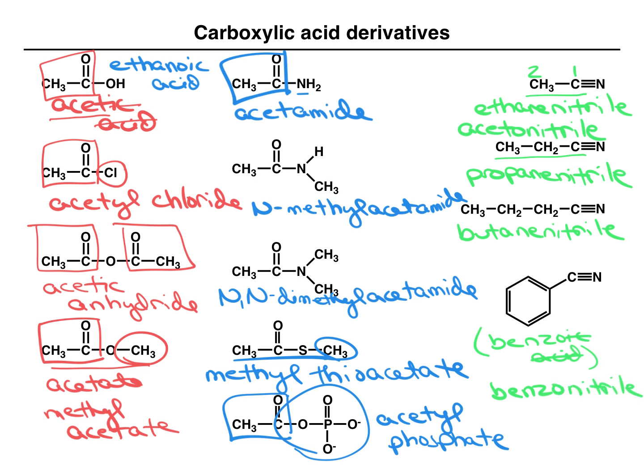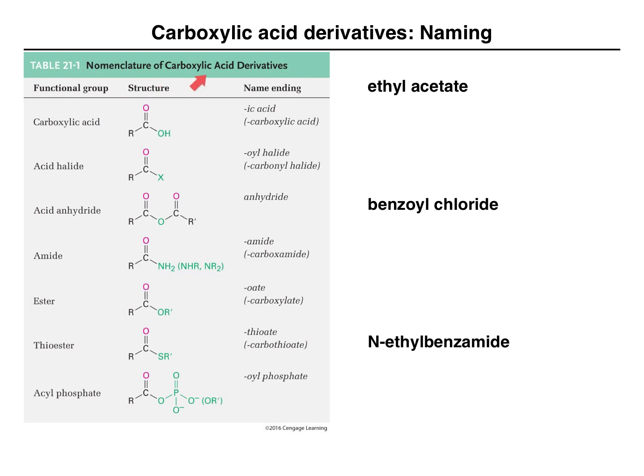So this takes care of the basics of naming carboxylic acid derivatives. Here we have a summary of the nomenclature of some of the carboxylic acid derivatives. So if we have a carboxylic acid, that is going to end with ic acid or oic acid. An acid halide or acyl halide is going to be oyl halide or just yl. An acid anhydride is named acid anhydride where we specify the acyl groups. An amide ends with amide. An ester ends with oate. A thioester is called a thioate. And an acyl phosphate will end with yl or oyl phosphate.